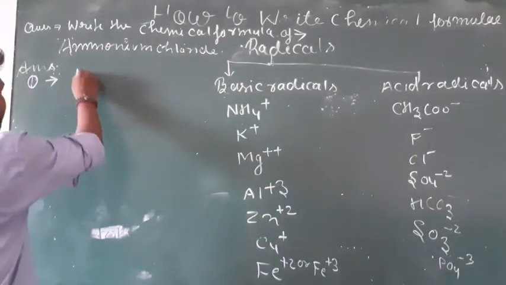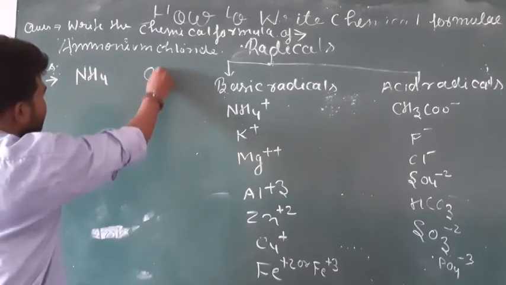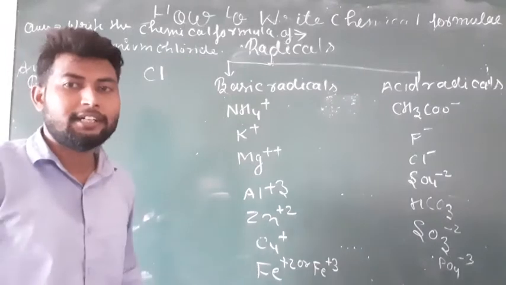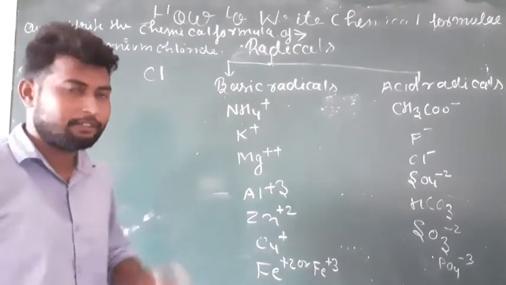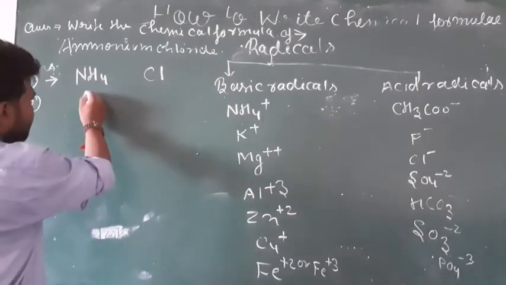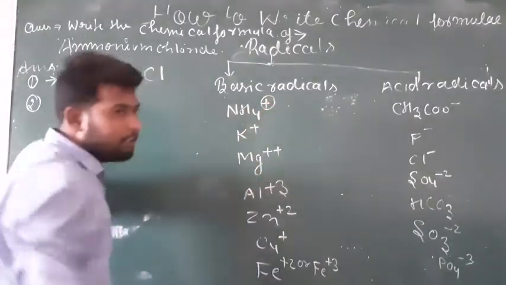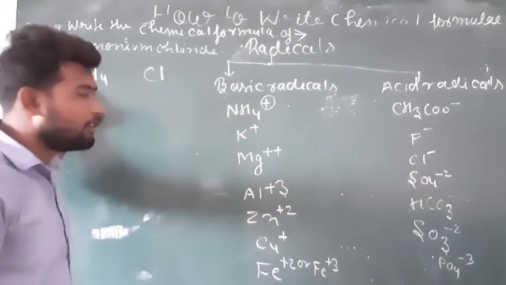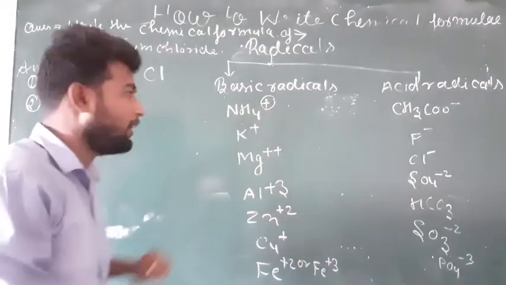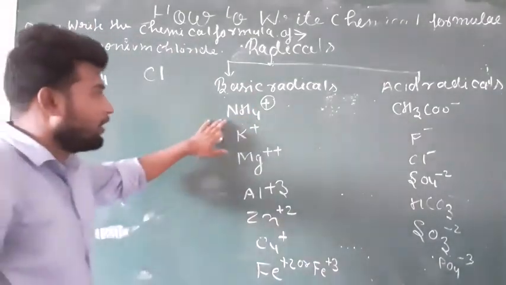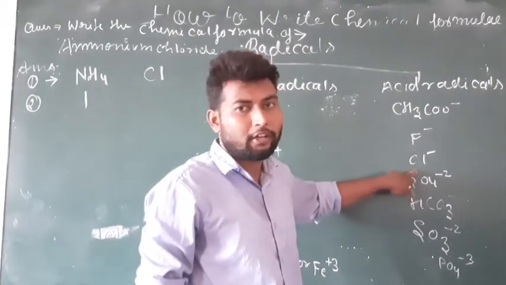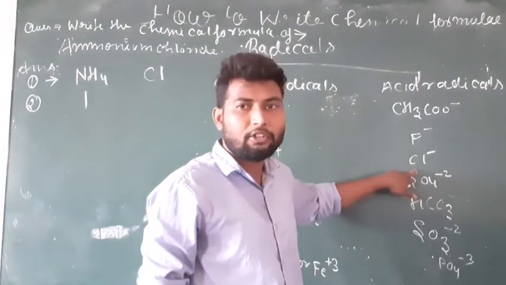So we write here NH4 and Cl. Why did I write this? Because our rule third says ignore the positive or negative charge. After this, rule number second, put the valency. Charge is just similar to the valency. So here ammonium has one positive charge, which means its valency is 1. Chloride has one negative charge, which means its valency is also 1, because according to rule third, ignore the positive or negative charge.